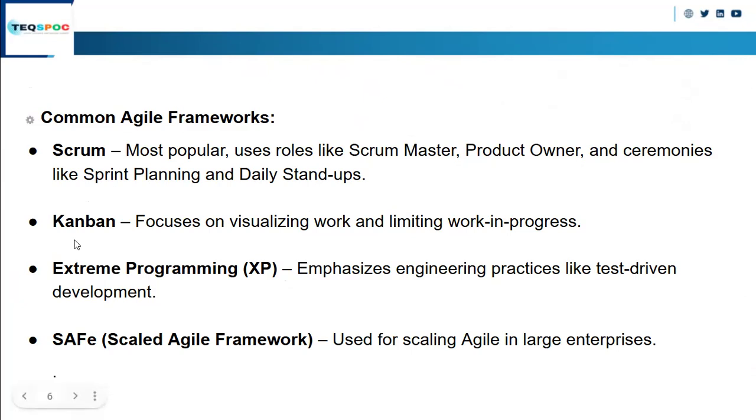Then the next framework is extreme programming, that is XP. Here we focus more on test-driven development. We use extreme programming where the quality of work is necessary. And SAFe is nowadays a new one, basically an upper version of Scrum. It is the Scaled Agile Framework, used for scaling agile in large enterprises. So basically, SAFe is used in large enterprise applications. It is an upgrade of the Scrum framework.